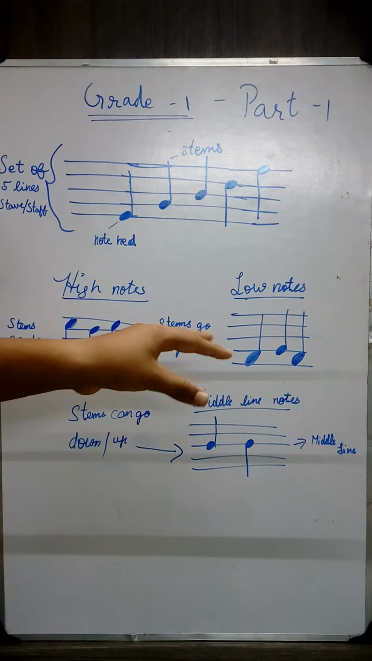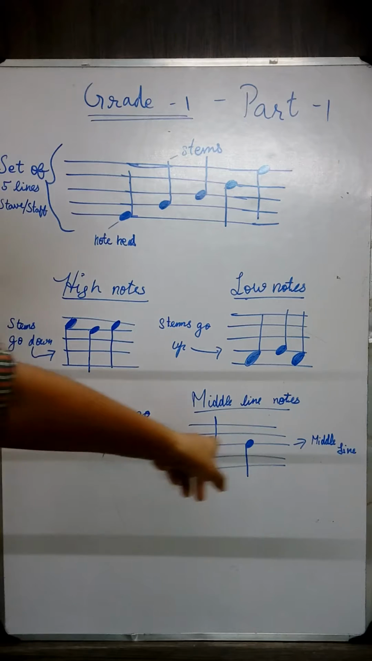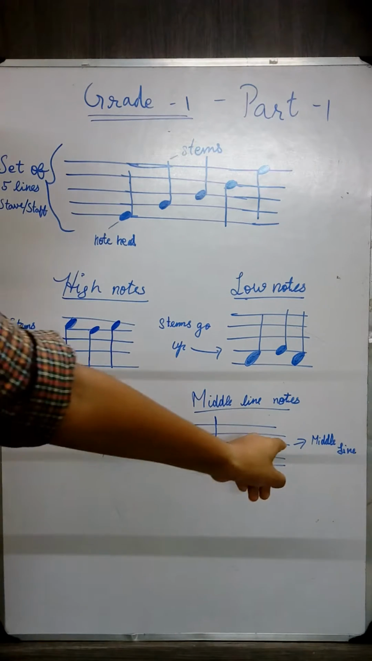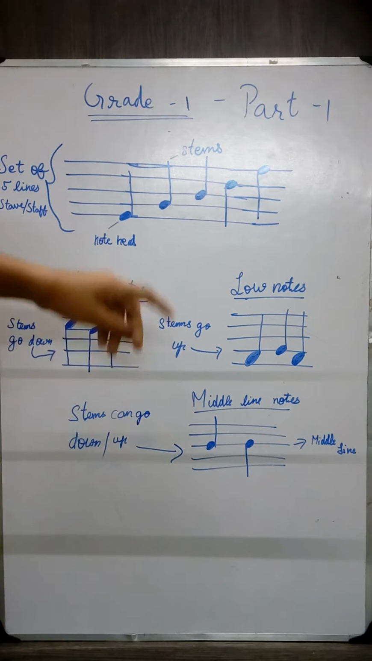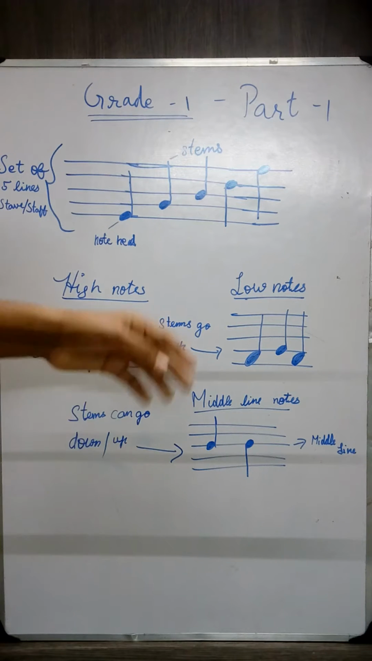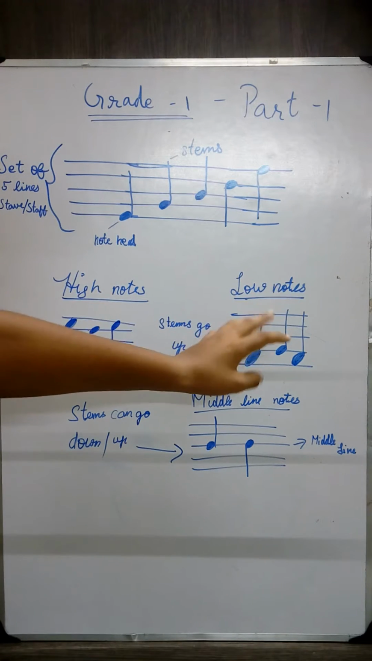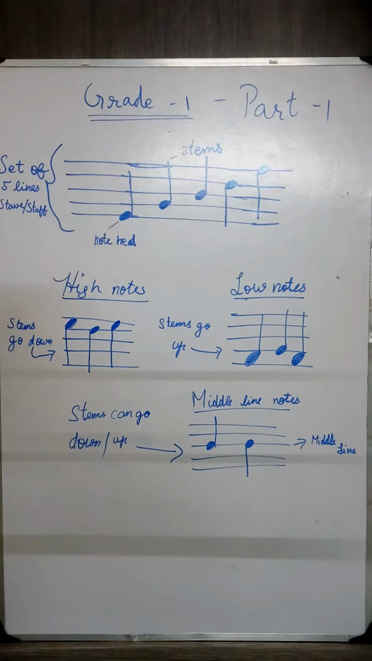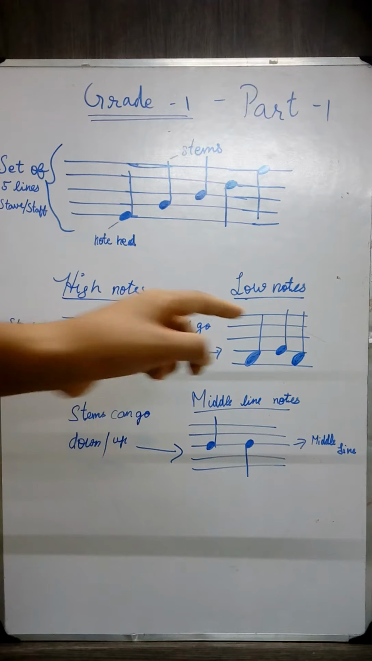Now, high notes and low notes. When these similar note heads are on the middle line, the stems can go either up or down. Now when the notes are above the middle line, the stems go down and they are known as high notes. So I've written, as you can see, stems go down. And in low notes, when the notes are below the middle line, the stems go above the line, and they are known as the low notes.